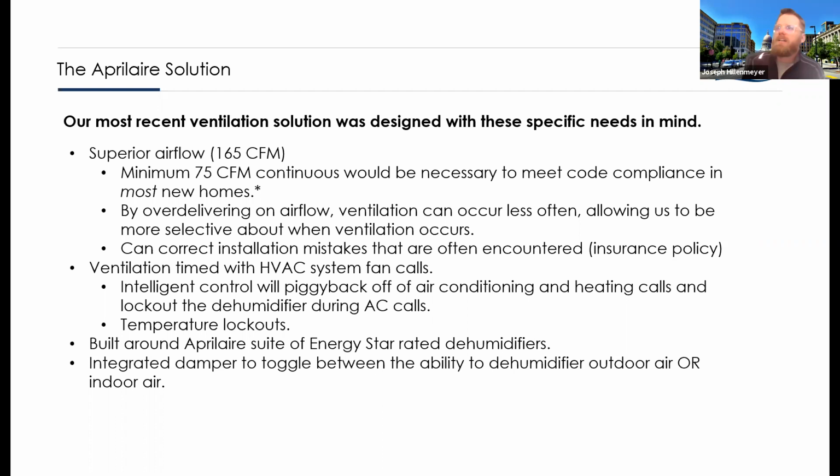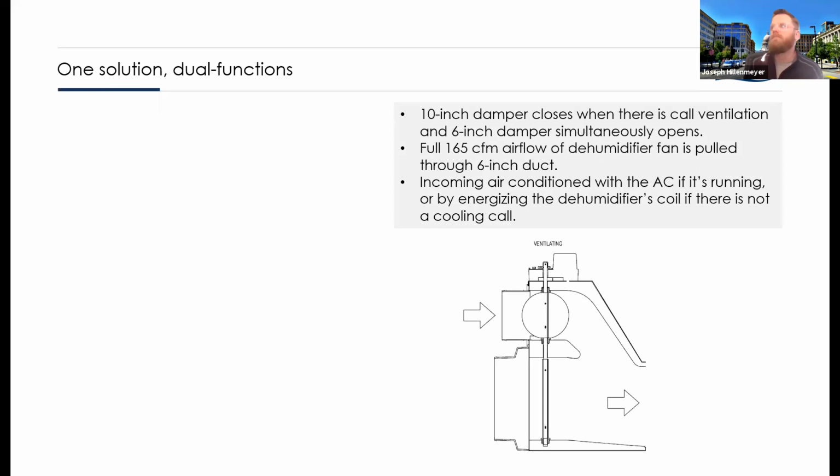So the product has an integrated damper, which will allow us to toggle between whether we are dehumidifying ventilated air or whether we're dehumidifying indoor air. Right. And with that product, Joseph, you're also able to precondition outside air. So when you do ventilate, you're actually able to dehumidify that air before introducing it into the air conditioning system, right? Exactly, yeah. So yep, we can piggyback off that AC call if we want to, but the whole point is that we have this other ability to condition it. So no matter what's going on, we're never going to dump unconditioned air into the home. We're going to dehumidify it.